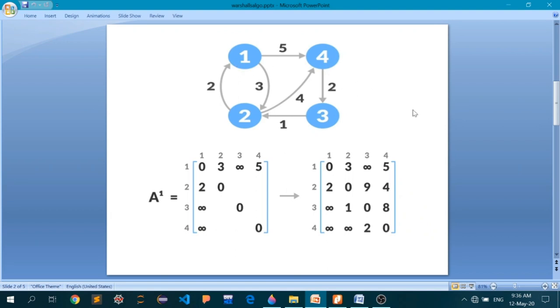Okay. Now in the next step we have to fix the next node, that is node 2, and then node 3rd, and then node 4th. Okay, so let's move ahead.